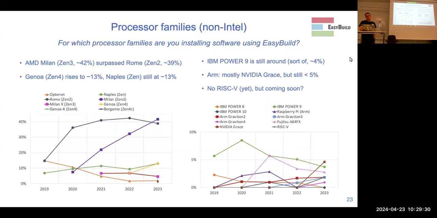But as Miguel is also going to mention this afternoon, that's probably going to change in the coming years. There's no sign of RISC-V yet in the EasyBuild community. There's also no surprise there because the hardware really isn't there yet. But yeah, it's coming in the next couple of years at least. What's definitely coming is ARM. So NVIDIA Grace, we're hearing a lot of noise about people adopting that.